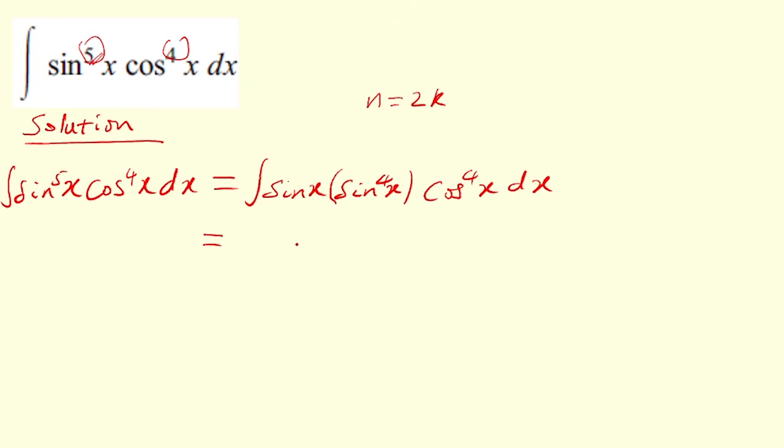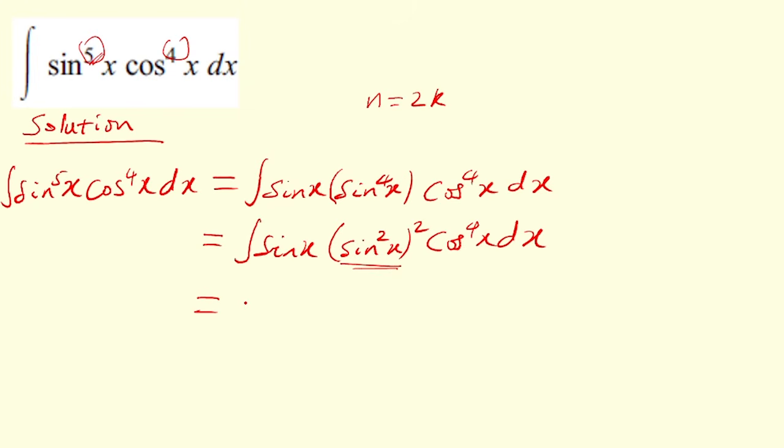This can be written as the integral of sin x times (sin^2 x)^2, that is sin^4, times cos^4 x dx. Then from the trigonometric identity, we know that sin^2 x equals 1 minus cos^2 x. Therefore, it is equal to the integral of sin x times (1 minus cos^2 x) the whole squared, times cos^4 x dx.